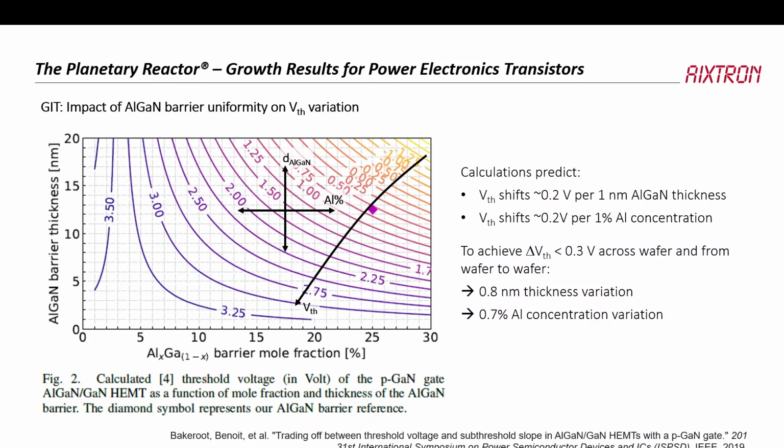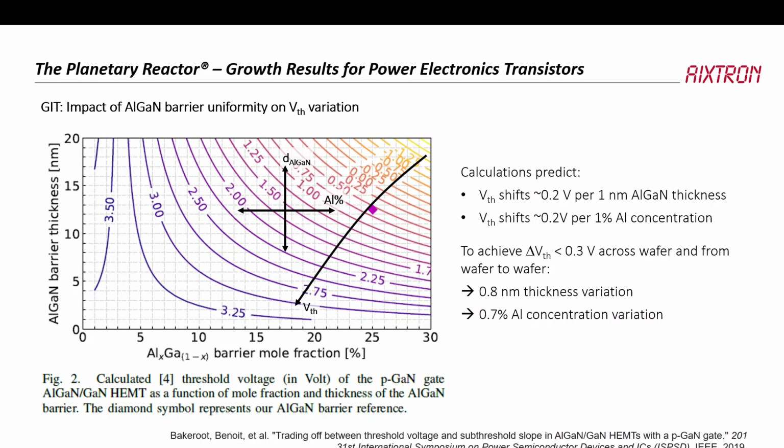It's a simulation of the aluminum-gallium barrier mole fraction and the aluminum-gallium barrier thickness, and its effect on the threshold voltage. And if you look at this, I think the device specs are that the delta in the threshold voltage must be below 0.3 volts across the wafer, otherwise you're actually out of spec.